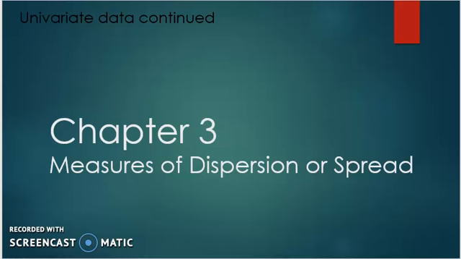Alright guys, so we're starting with chapter 3. So we're continuing with our univariate data topic. This chapter is going to focus on measures of dispersion or spread of the data. Alright.